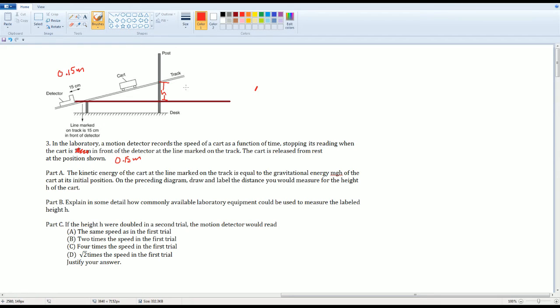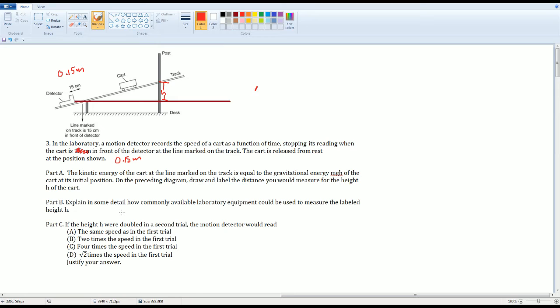Okay. On the diagram, draw and label the distance you would measure for the height of the car. Yeah, this would be the height you would have to measure. Line mark on track is in front of centimeters. Okay, that's fine. Explain in some detail how commonly available laboratory equipment could be used to measure the height.